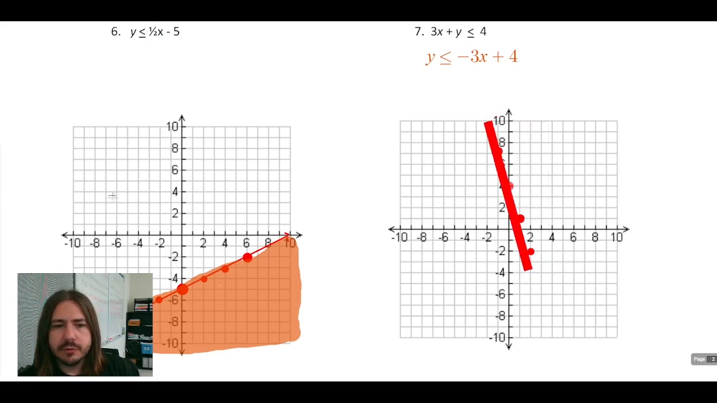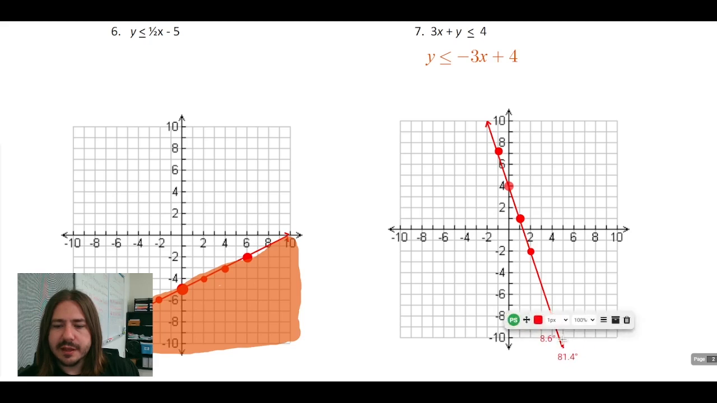Go ahead and draw this. Oh, that's going to be a little thick there. We don't need it that thick. Right on there. Okay, that looks pretty good. Okay, so here's my line. This one says less than or equal to.